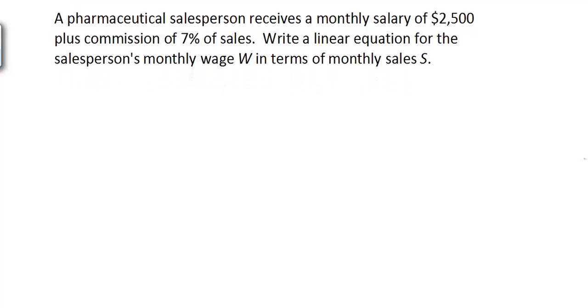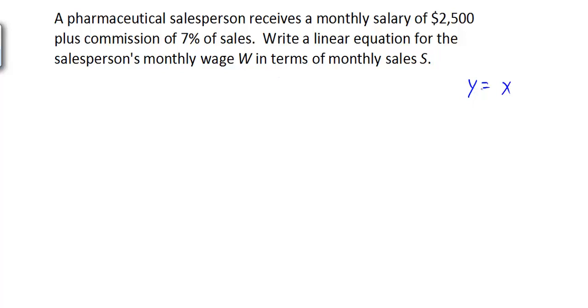All right, the next example, we have a pharmaceutical salesperson who receives a monthly salary of $2,500 plus a commission of 7% of sales. And they want us to write a linear equation of the salesperson's monthly wage in terms of monthly sales S. A lot of times you hear phrases where they say write y in terms of x, so you're thinking of something like y equals some number times x and so forth. So here they want us to use W in terms of S.